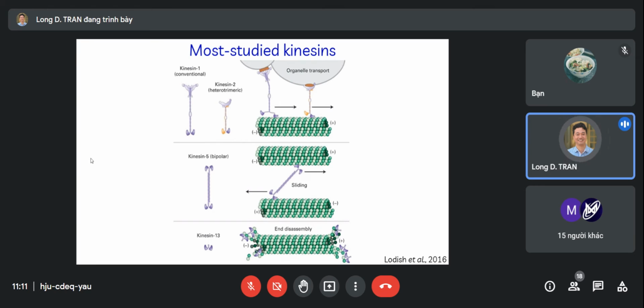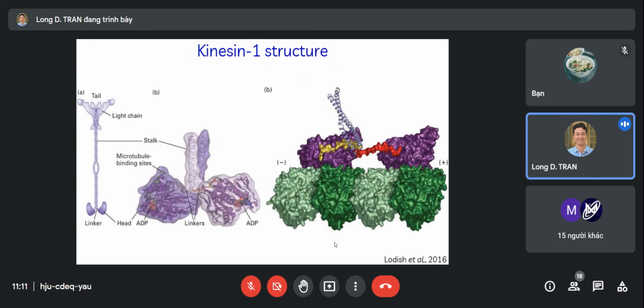So kinesin 5 is quite special. It can slide the microtubules from one another. Kinesin 13 cannot move, and they lead to dissociation of tubulin from the microtubule. So this is how kinesin 1 looks like. It has a dimer of heavy chain, and it has two light chains. For each heavy chain, it has a head, a linker, and a very long tail.